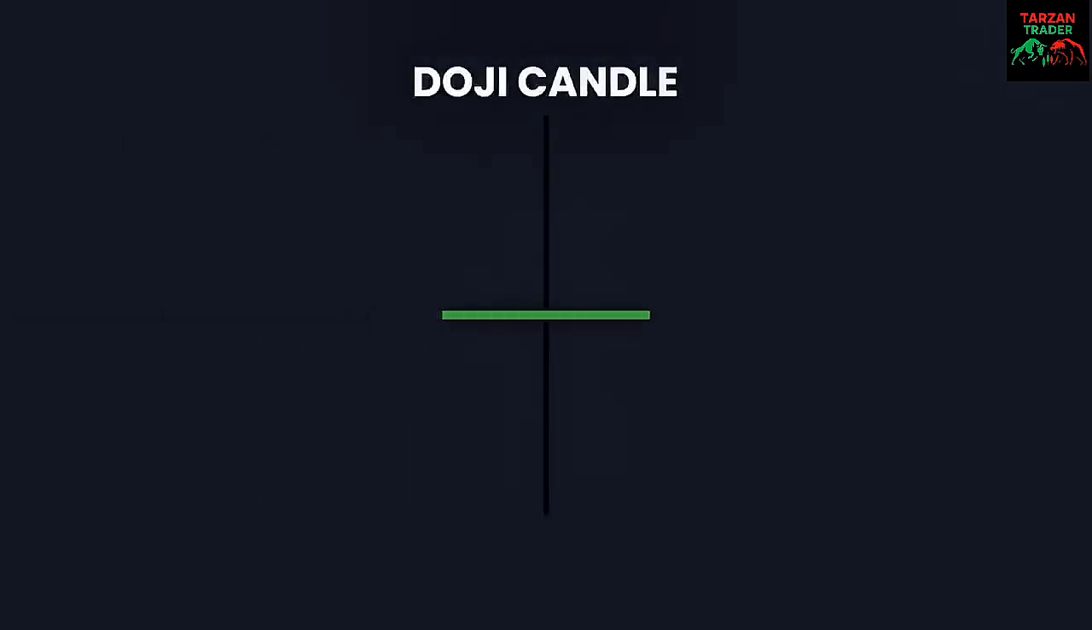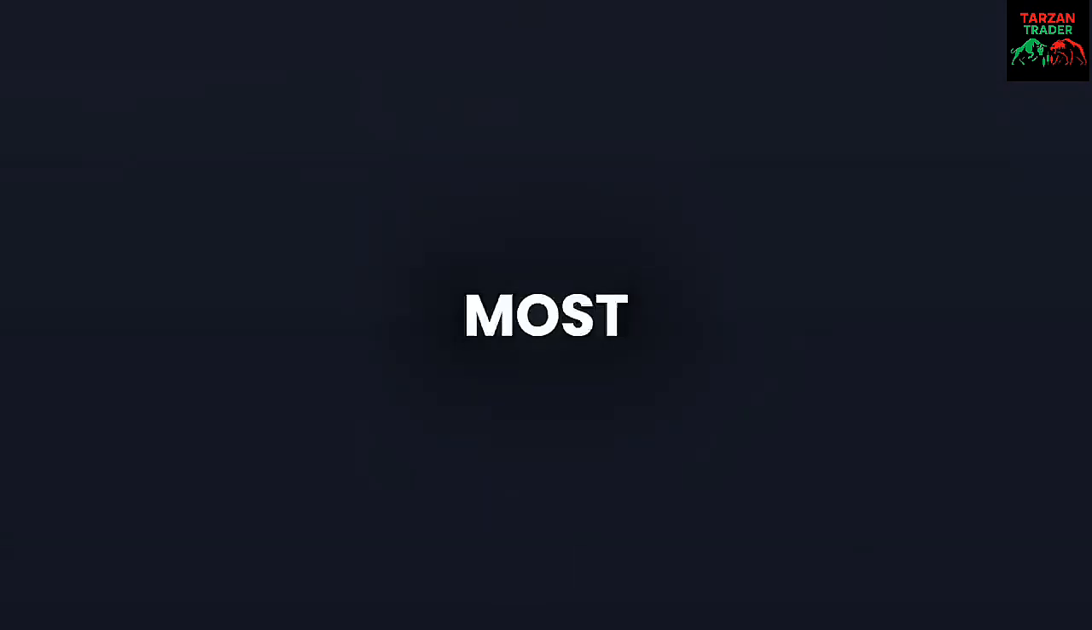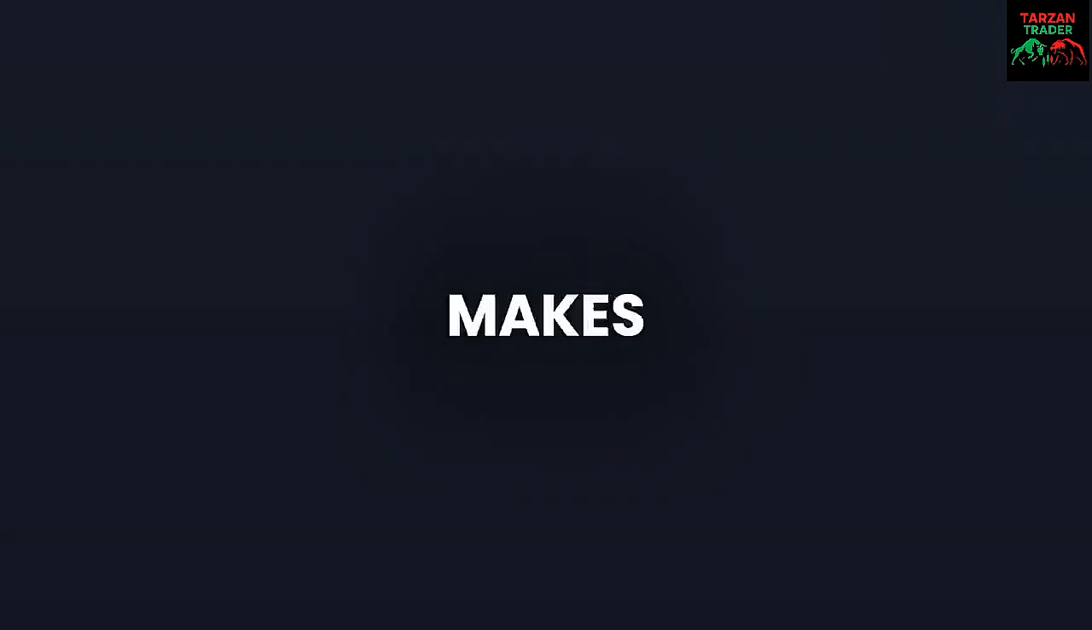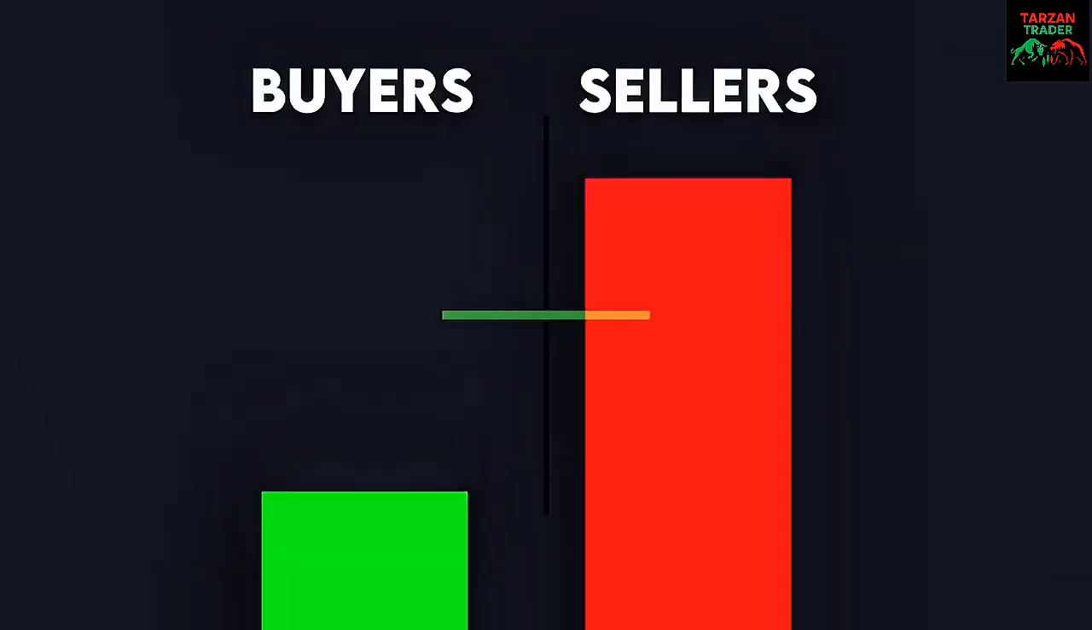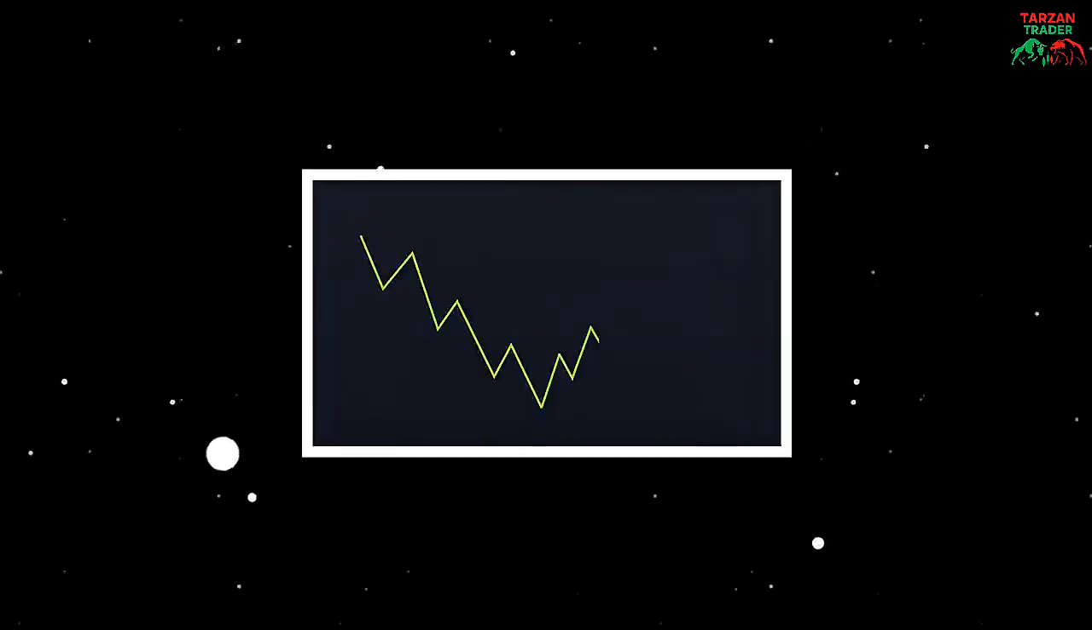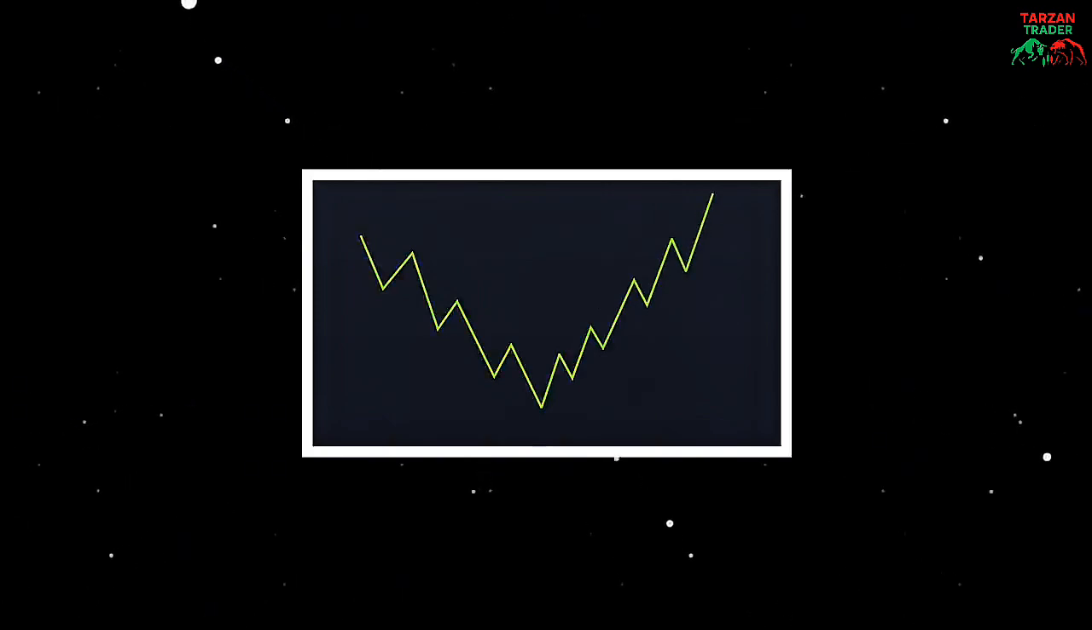Next, we have the doji candle. The doji candle is one of the most important reversal indicators you need to understand. This candlestick has an extremely thin body with wicks extending from both sides, representing market uncertainty and indecision. What makes this candle so powerful is that it shows neither buyers nor sellers could gain control during that period. When there's uncertainty in the market, price often reverses in the opposite direction of the previous trend.